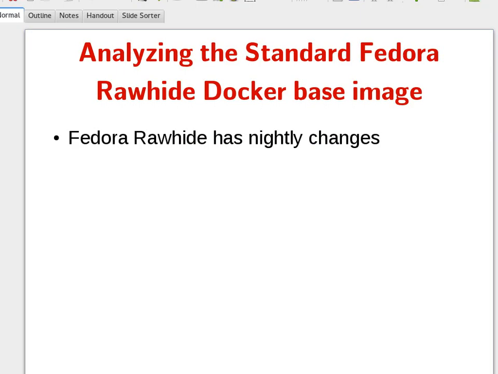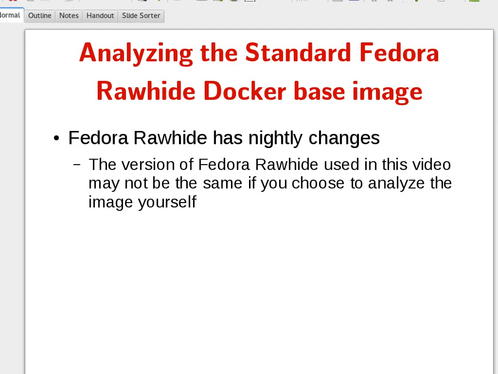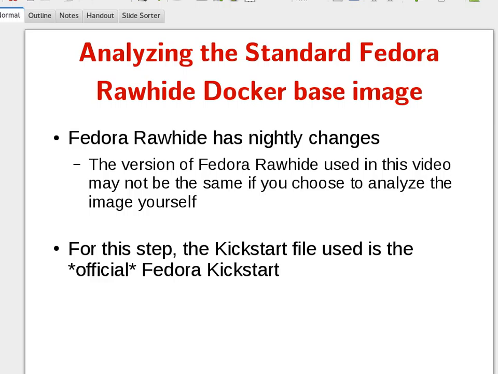So part 3, analyzing the standard Fedora Rawhide Docker base image. Fedora Rawhide, as you know, has nightly changes, so the version of Fedora Rawhide used in this video may not be the same if you choose to analyze the image yourself. For this step, the Kickstart file uses the official Kickstart file that I mentioned before. And again, I'm going to put this as a link at the bottom of the video so that you guys can look at it and play around with it if you'd like.